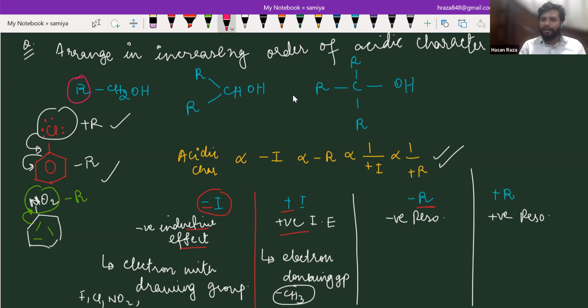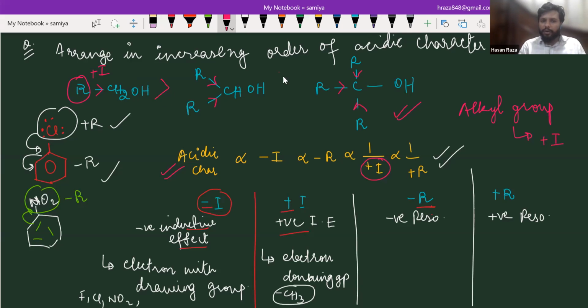R means alkyl group, and alkyl group has plus I effect. So you can see this will donate electrons. And if it is going to donate electrons, that is acting as plus I effect, that means acidic character is inversely proportional to plus I. In the first compound, only one R was there to donate electrons. In the second compound, two alkyl groups are there. And in the third, three alkyl groups are there. That means the lowest acidic character will be this compound.